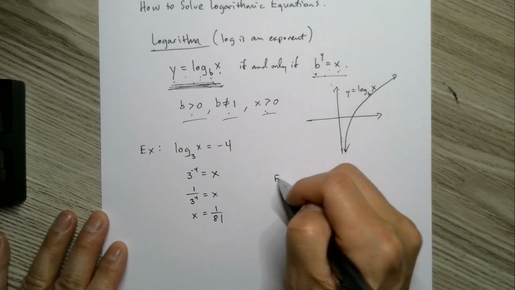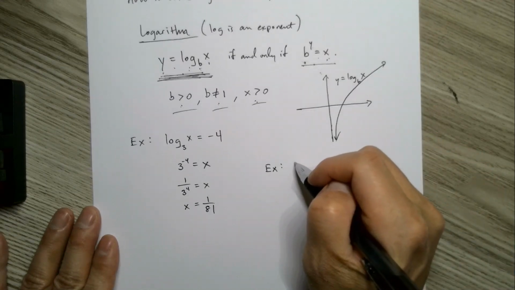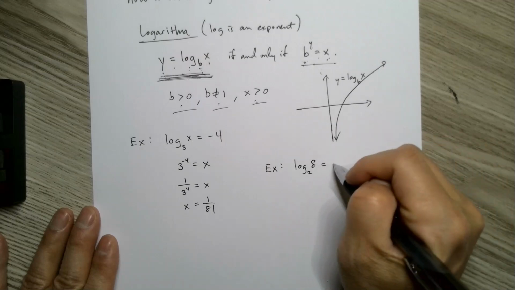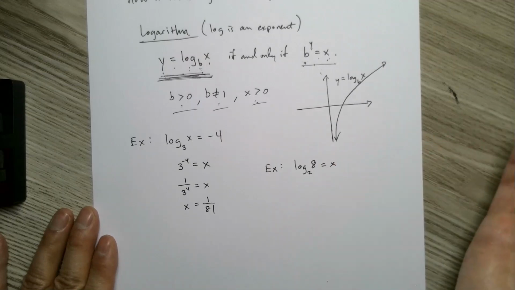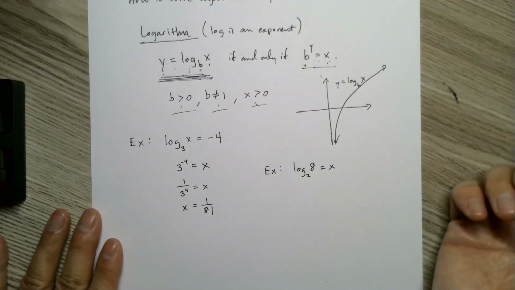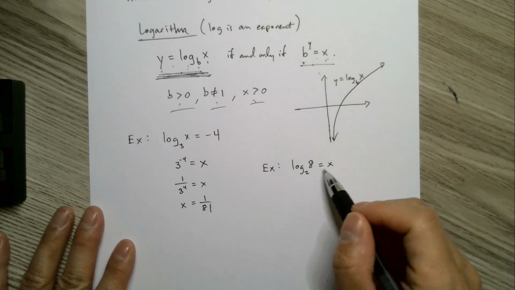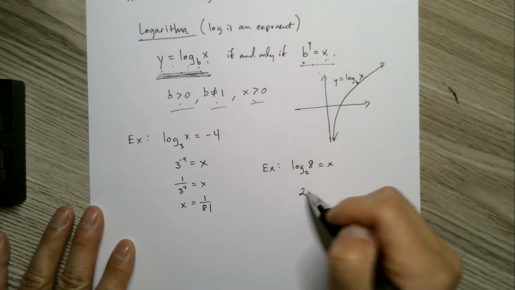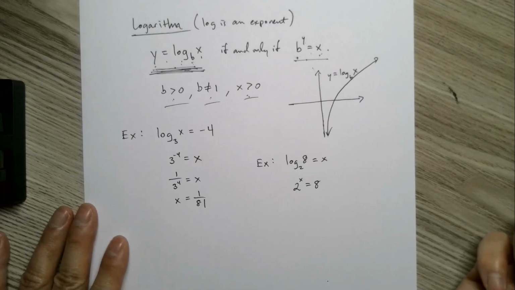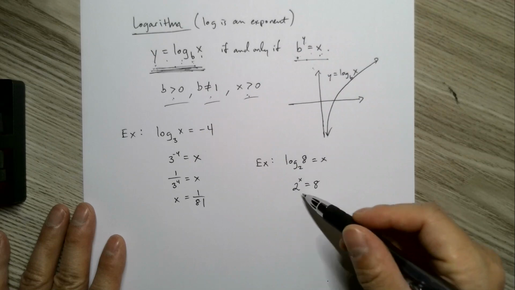Here comes a second example. So I'm switching the unknown now, and I'm using x exclusively for whatever the unknown value is, whether it's the base, the exponent, or the other number. Log base 2 of 8 equals x. So this is saying that 2 raised to the x power equals 8. Now some of you may be able to tell from here what the answer is.